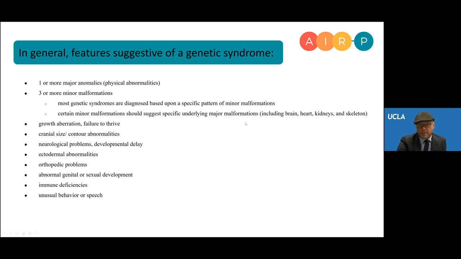Of course, changes in how your body grows, like failure to thrive, changes in the shape of the face and the head, or additional neurological concerns like developmental delay or intellectual disability, findings in the skin, teeth, hair, bones, external genitalia, an immune system that can also give us clues, as well as changes in behavior and speech.